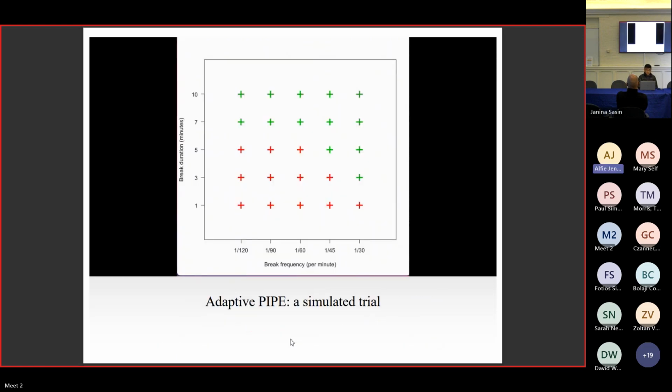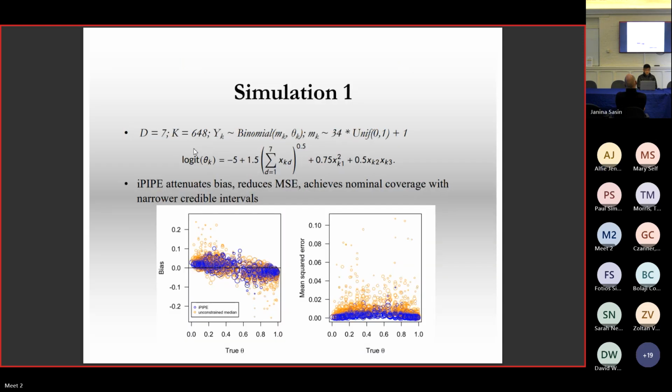So this is supposed to be an animation, but I just realized that this is a PDF which does not have the animation. But what you will see in the PowerPoint is a similar trial, how the adaptive IPipe will randomly assign participants to different break frequency and break duration. So we're exploring about 25 different possible combinations. But I'm going to skip that. But this is another application of IPipe in a real-time health setting. And some simulations, I'm going to skip this one.